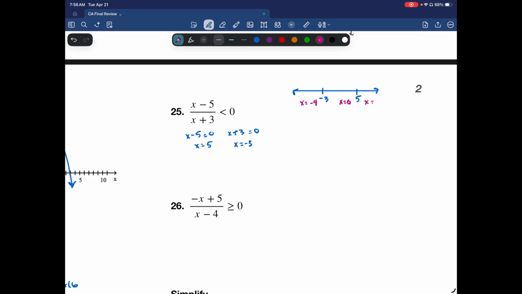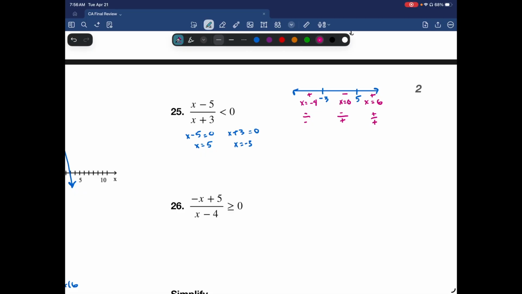All right, and so I'm going to plug in each of these, and I'm going to figure out what my sign is on top and bottom. So if I plug in negative 4 on top and bottom, that's going to give me a negative on top and a negative on the bottom. So a negative over negative is positive. If I plug in 0 for x, I get a negative on top and a positive on the bottom, and one of each is going to be negative. 6 is going to give me a positive on top and bottom, which is positive. All right, this entire thing says, when is that fraction less than 0? Less than 0 means negative.